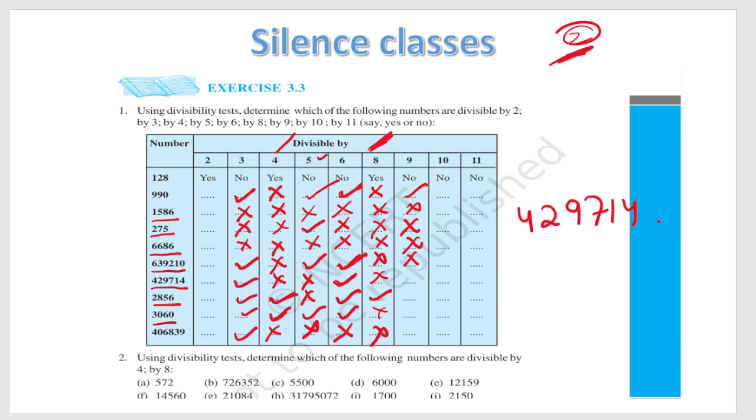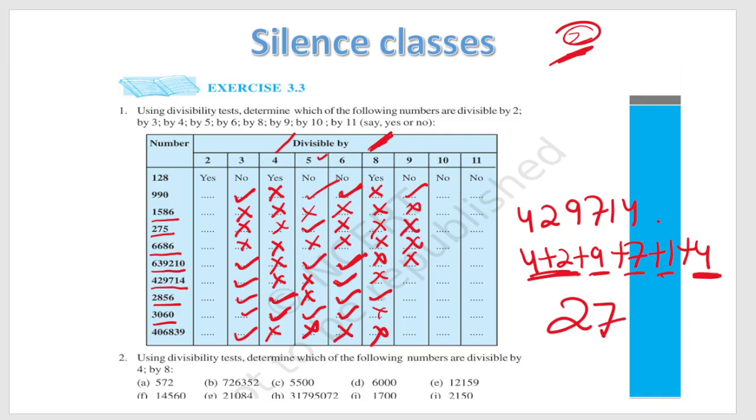Now the next number, 429714. Please add all the numbers. 4 plus 2 plus 9 plus 7 plus 1 plus 4. 4 plus 2 is 6. 6 plus 4 is 10. 10 plus 9 is 19. Plus 1 is 20, and 7, 27.